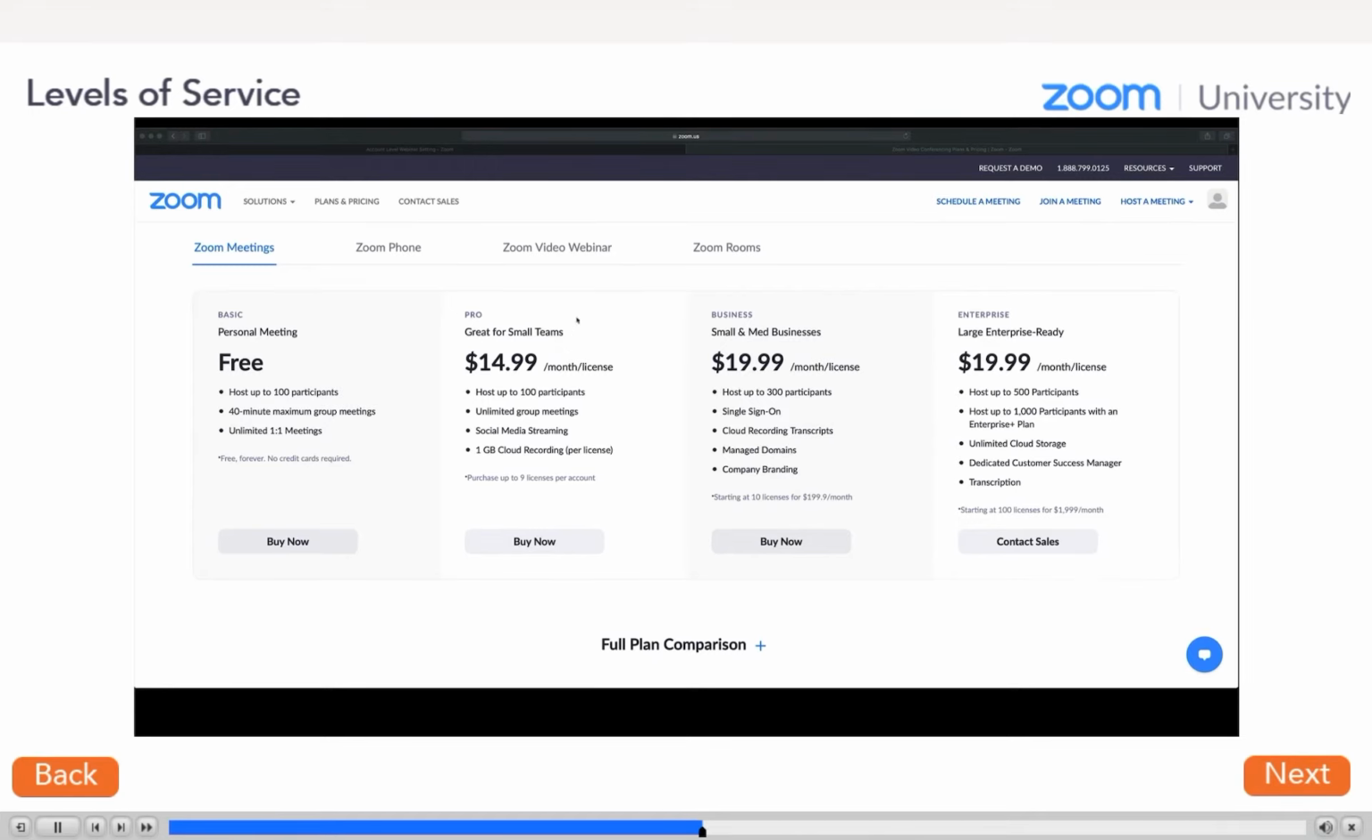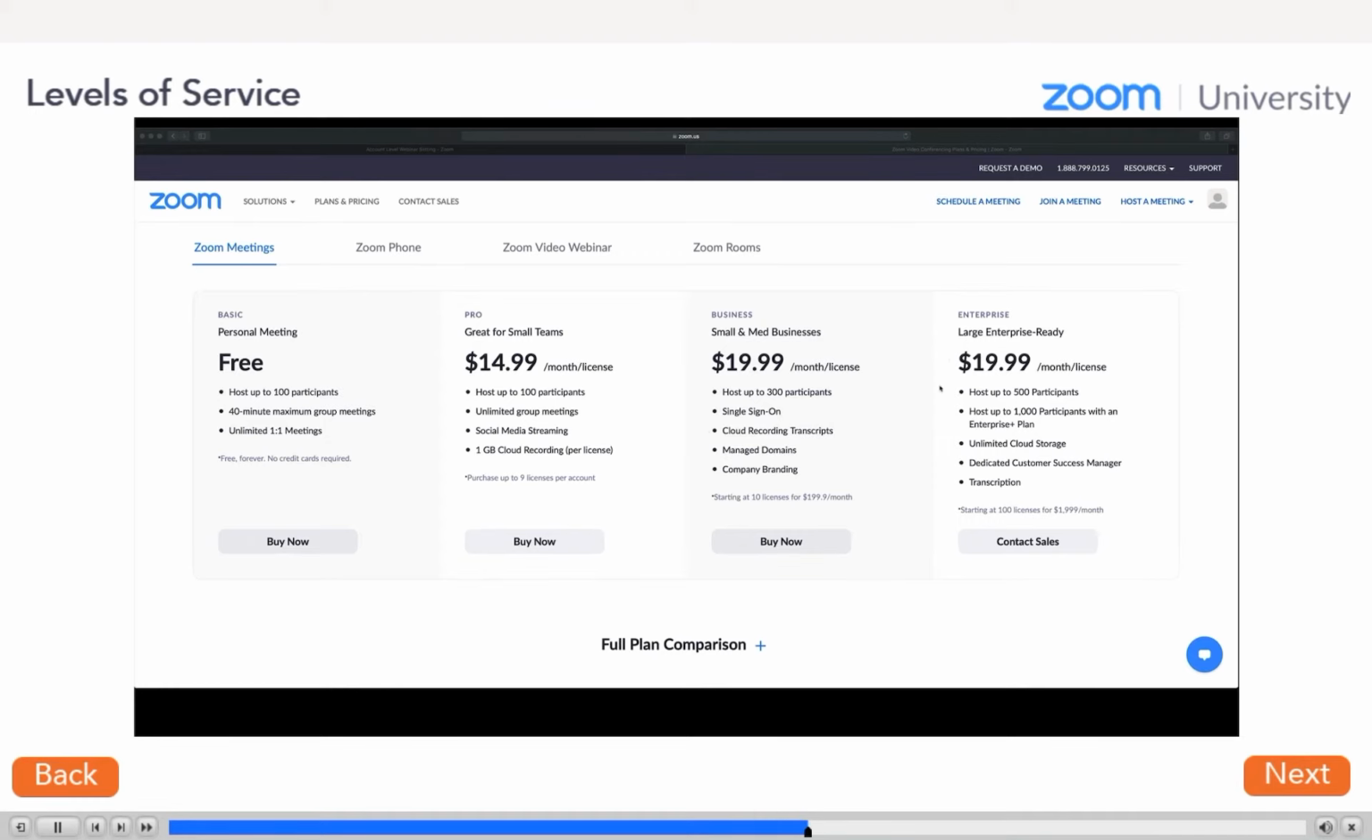Now, if you have a minimum of 10 licenses, you are eligible for a business account. Those on a business account will have up to 300 participants in your Zoom meeting, and you can support additional options to manage your account, such as single sign-on, as we see here, recording transcripts, manage domains, branding, and so forth.